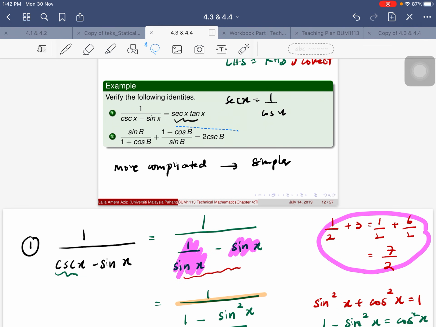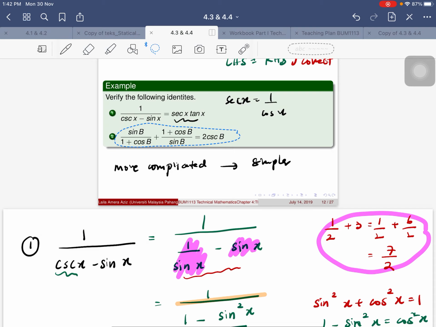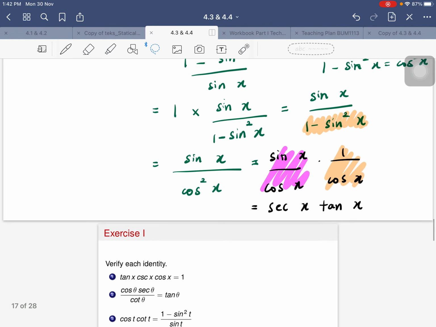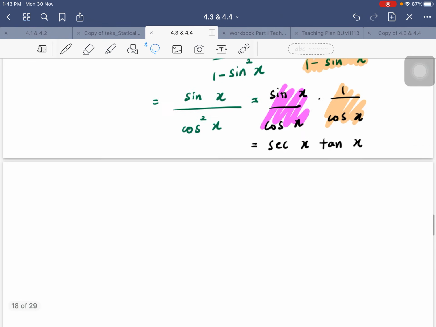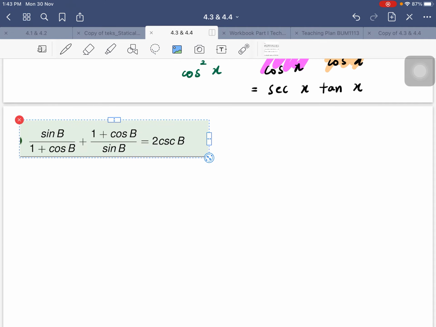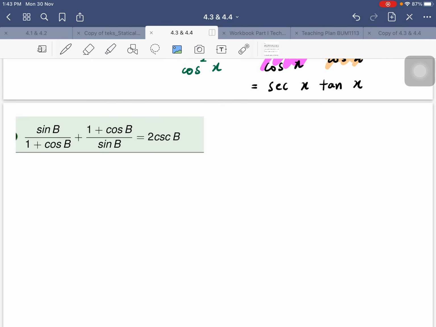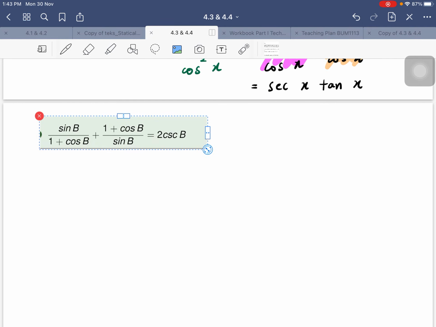I'm going to show you example number 2 as well. So let's copy this down, and I'm going to add another page. So this is going to be example number 2.